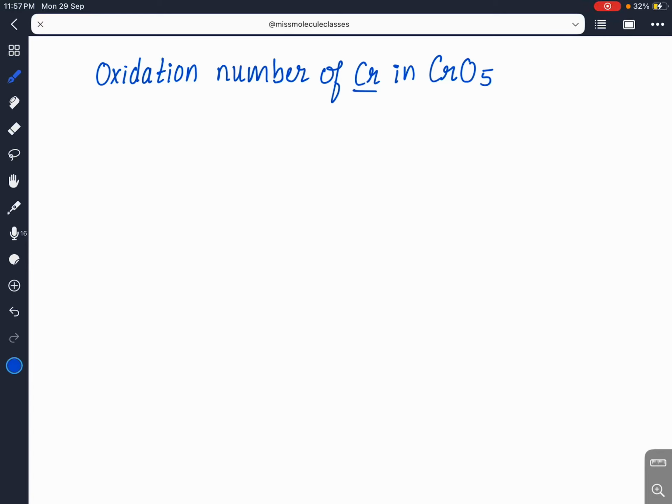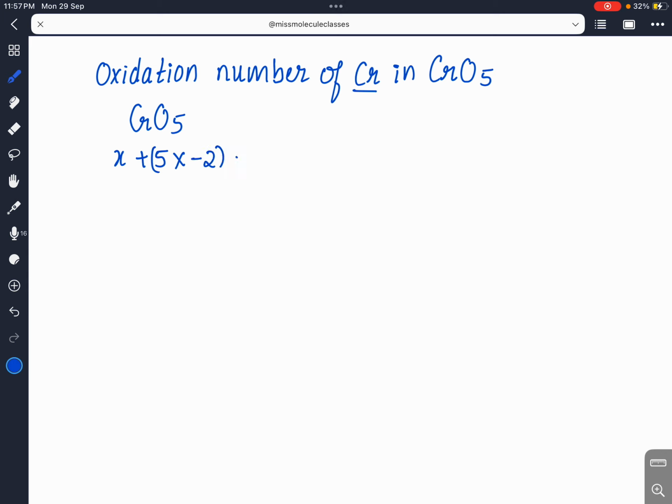Hello everyone. So here I am taking the oxidation number of chromium in CrO5. Let me calculate the oxidation number of chromium. I'll take CrO5 here. We are calculating for chromium, so it is taken as X here. There are 5 oxygen atoms, so I'll take 5 oxygen atoms, and the oxidation number of each is -2.